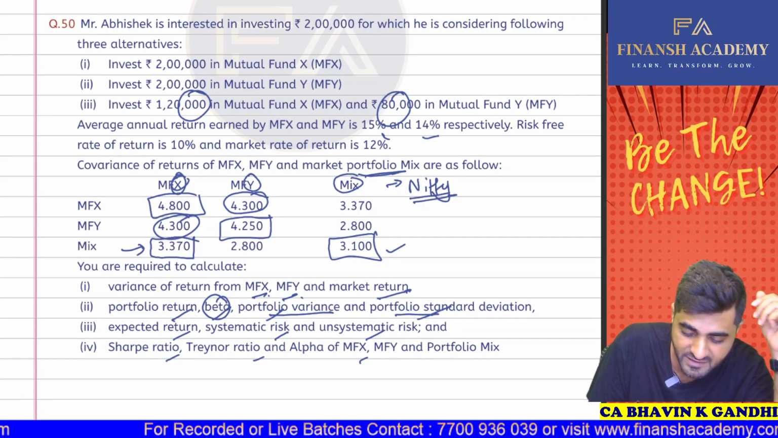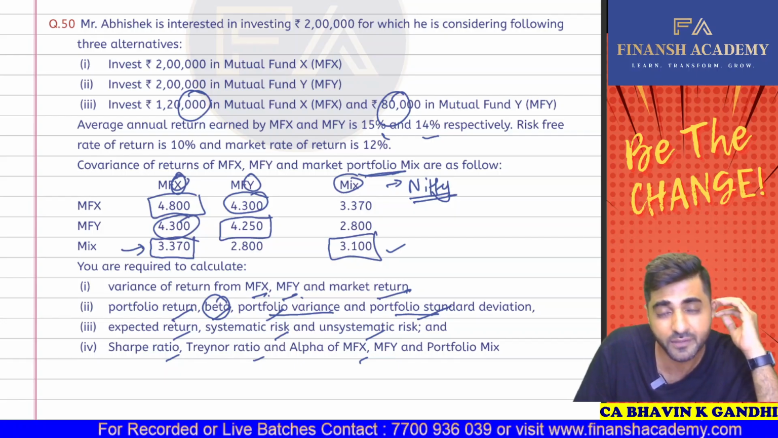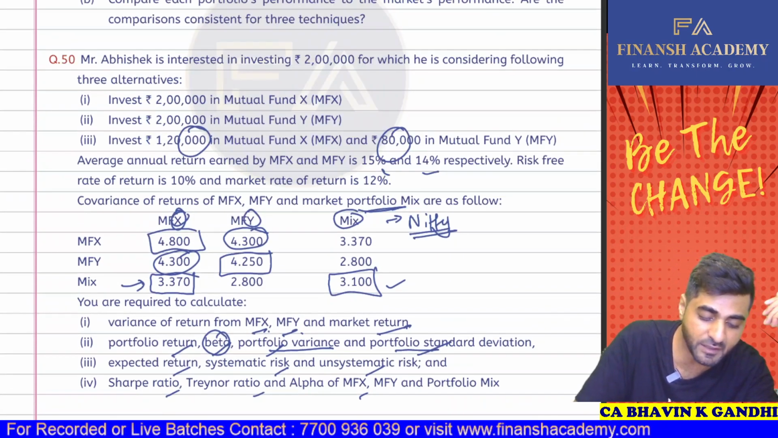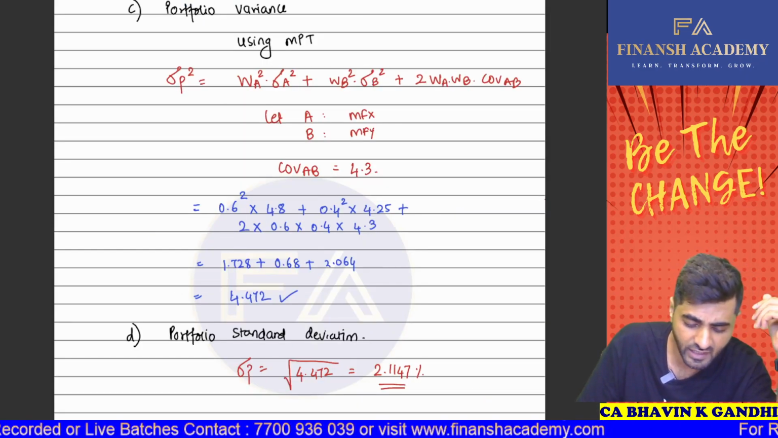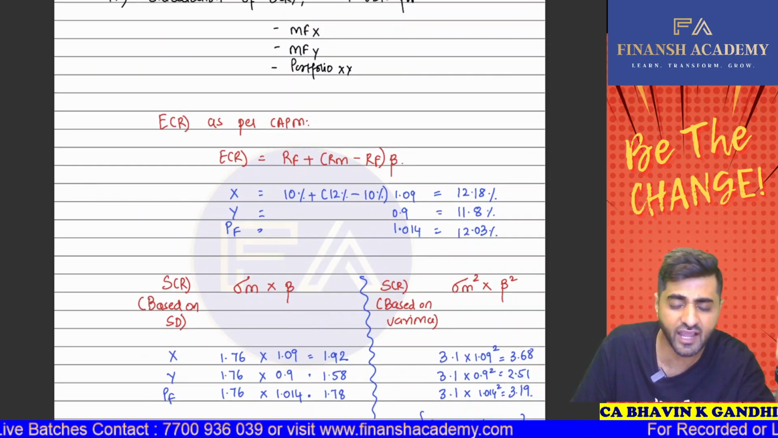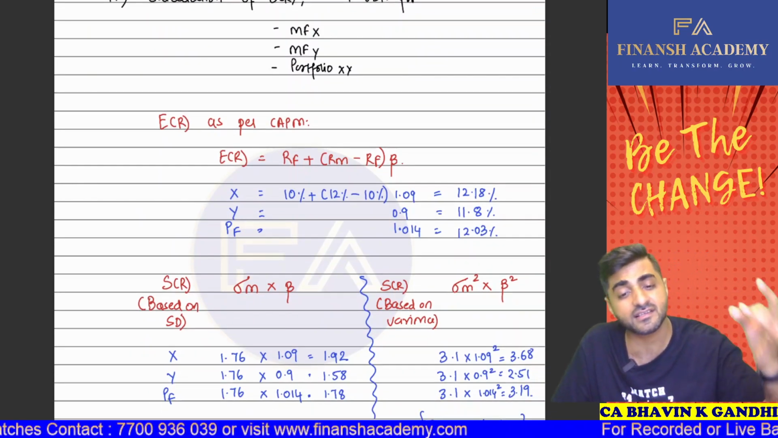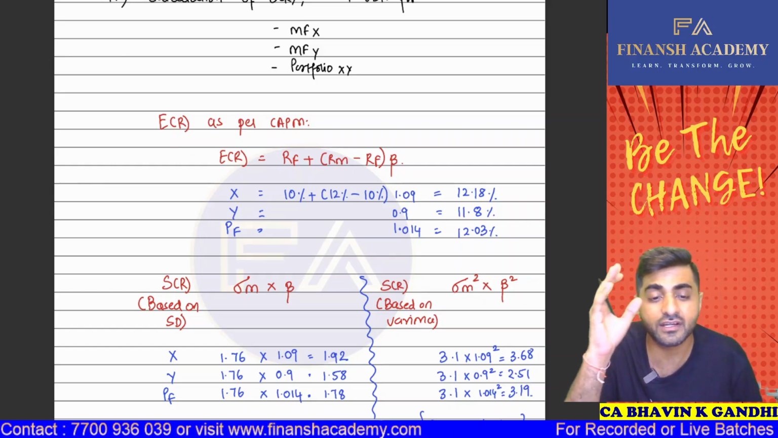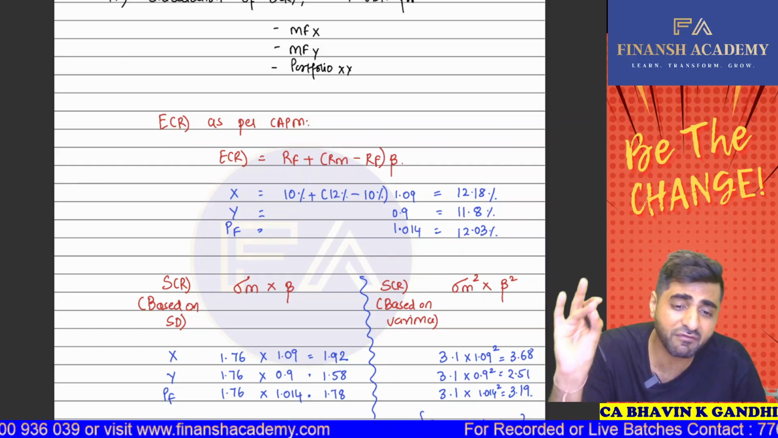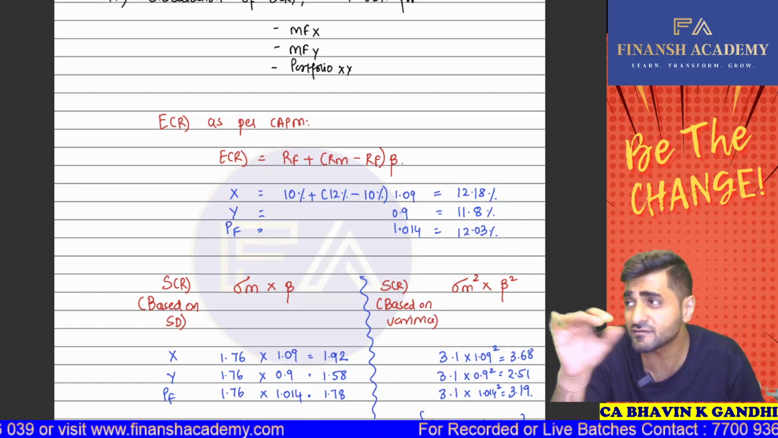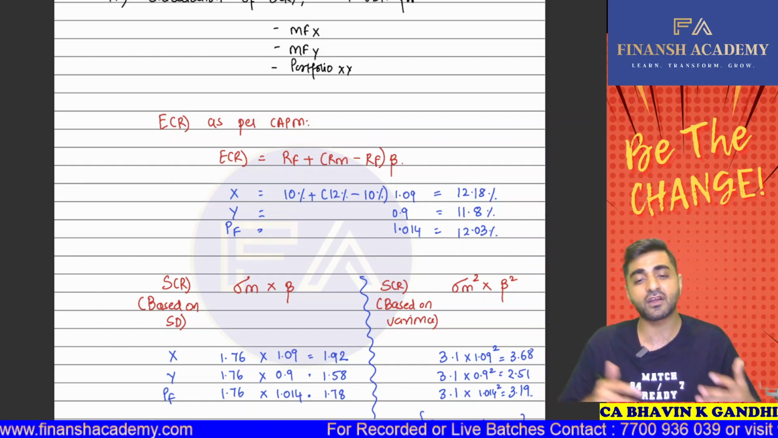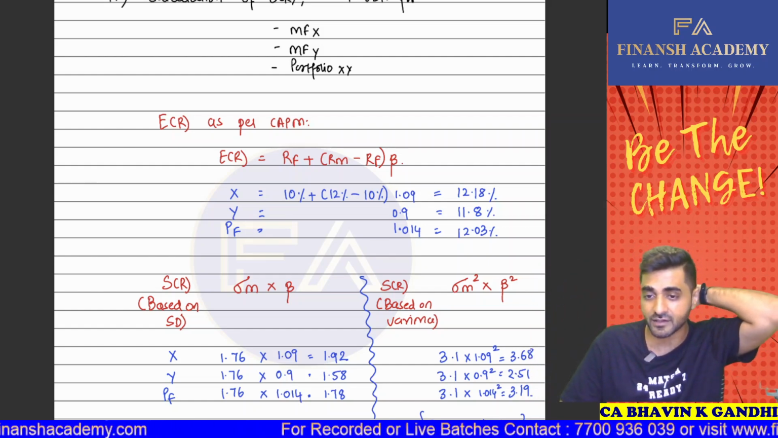what is the expected return, systematic risk and unsystematic risk. Okay. Now, how do you calculate the expected returns? So in this particular case, as you all are aware, expected return can be calculated when we have beta. So RF plus RM minus RF into beta. So we can calculate the expected return of MFX, of MFY, and of the portfolio itself, because we have beta of all the three elements.